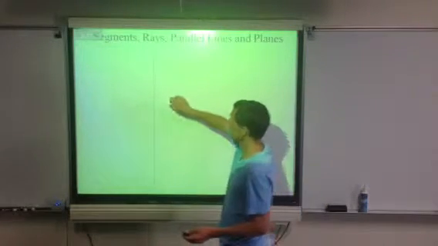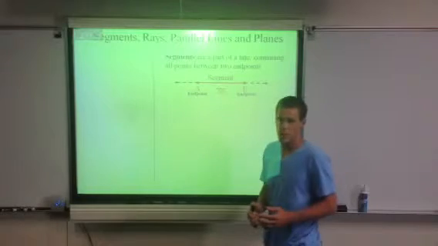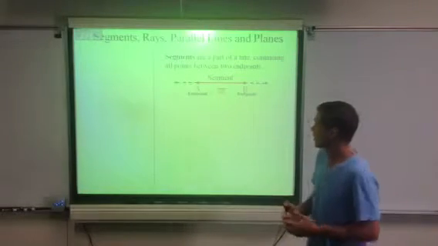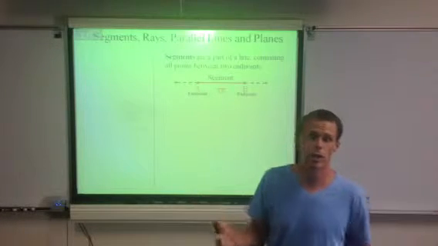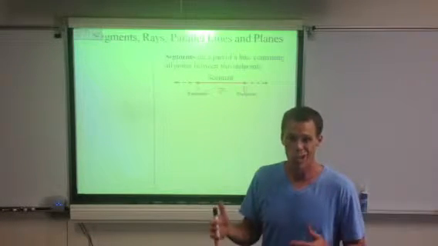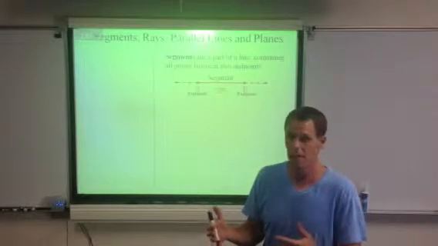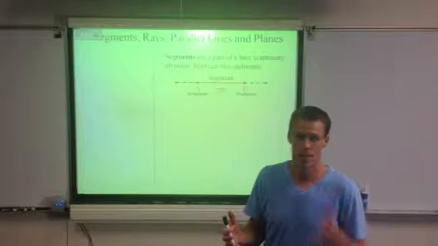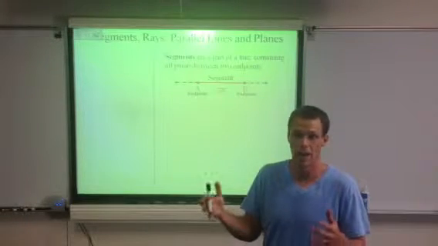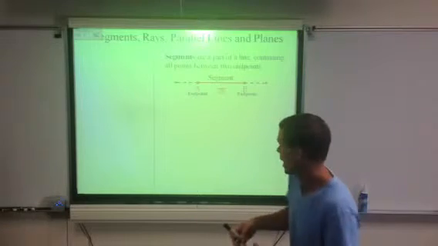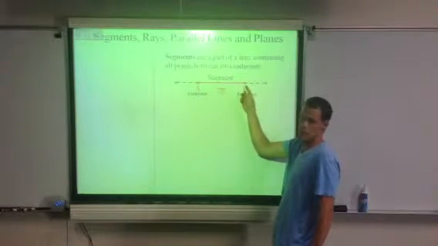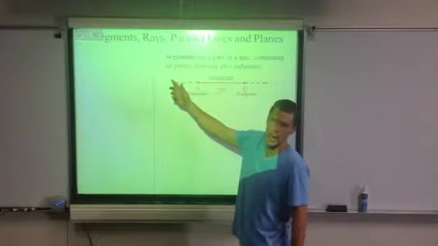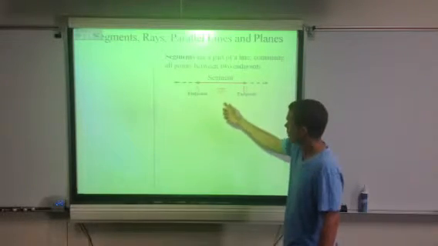Let's get started. First of all, we're going to talk about segments. Segments are a part of a line containing all the points in between the two endpoints. So the major difference here between a segment and a line is this segment has a start and an end. It has two endpoints, you would say. And so the red is a segment. Now, if you extend it with the dotted black parts, it becomes a line.